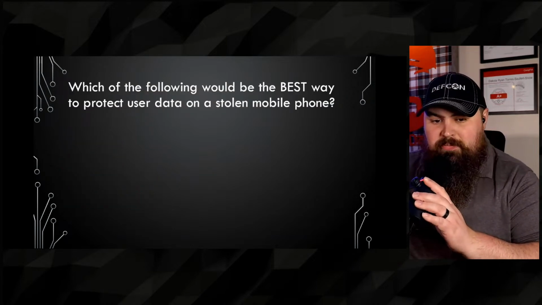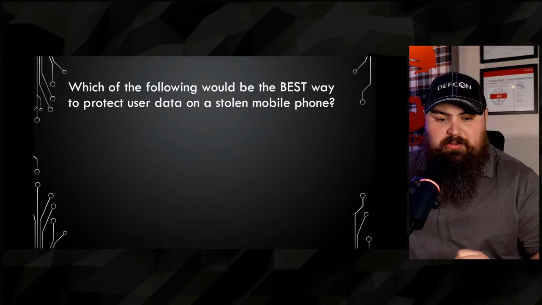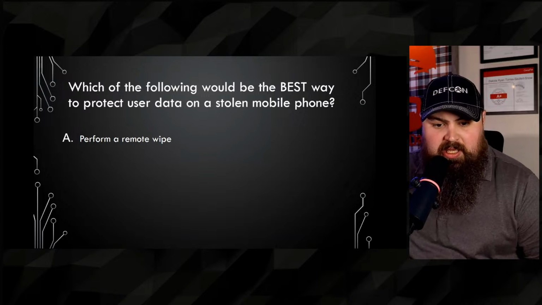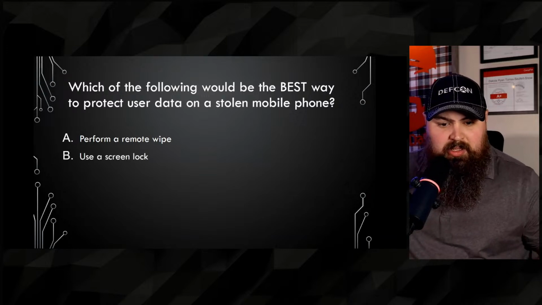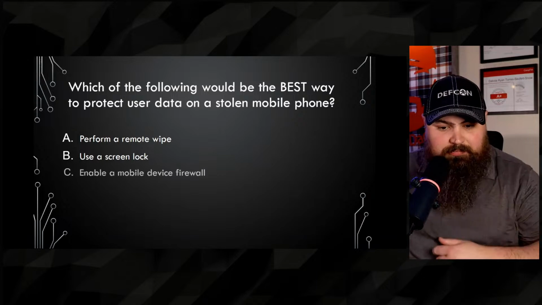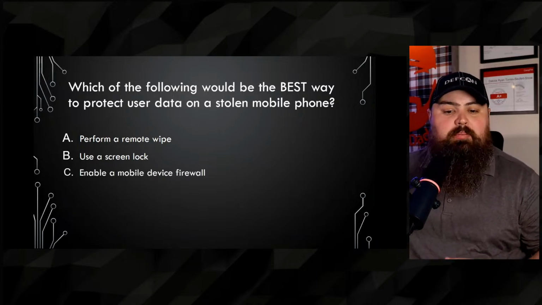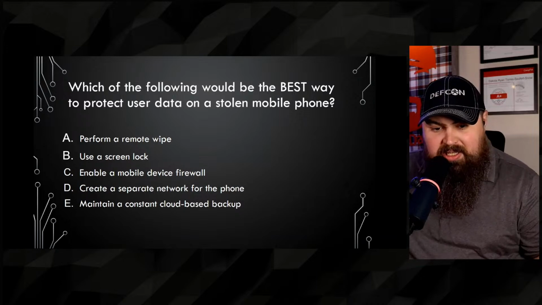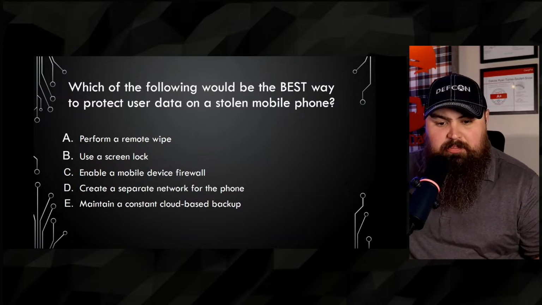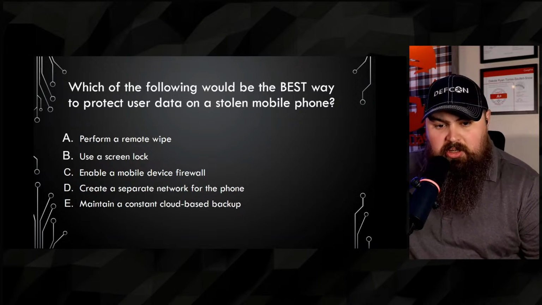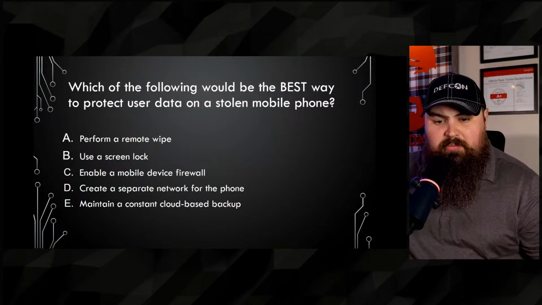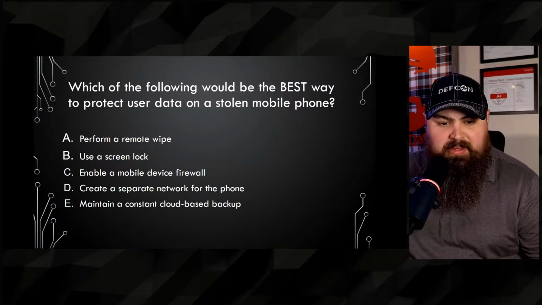All right, next question. Which of the following would be the best way to protect data on a stolen mobile phone? Is it A, perform a remote wipe, B, use a screen lock, C, enable a mobile device firewall, D, create a separate network for the phone, or E, maintain a constant cloud-based backup? Which one of the following would be the best way to protect a user's data on a stolen mobile phone?